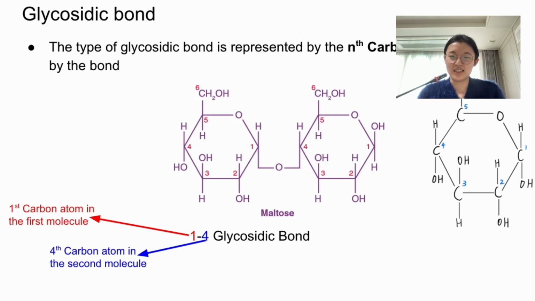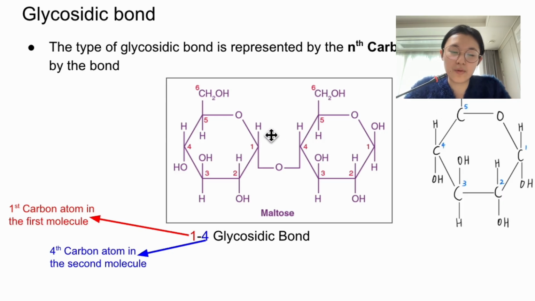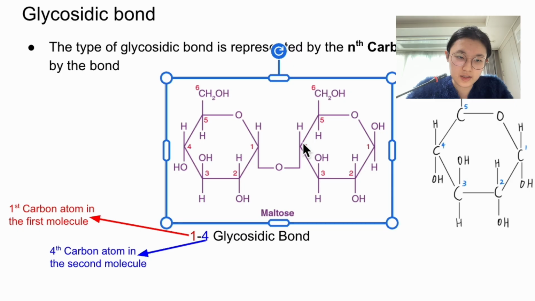Right, okay, glycosidic bonds. I kept on mentioning this. Glycosidic bonds are named according to the carbon atoms that are involved in linkage. For example, if we were to look at a 1,4 glycosidic bond, this would mean that the bond is forming between carbon 1 of the first monosaccharide and carbon 4 of the second monosaccharide. We read in this clockwise direction. This is carbon 1 of the first monosaccharide, and this is carbon 4.